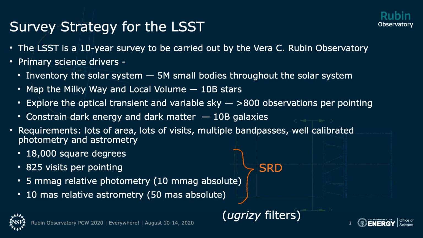The photometry and astrometry have very strict requirements for calibration that primarily drive how we distribute the visits over the entire lifetime of the survey. The survey will be carried out in ugrizy filters, and these are chosen both for stellar population characterization and also for measuring the photo-z's of all those galaxies.